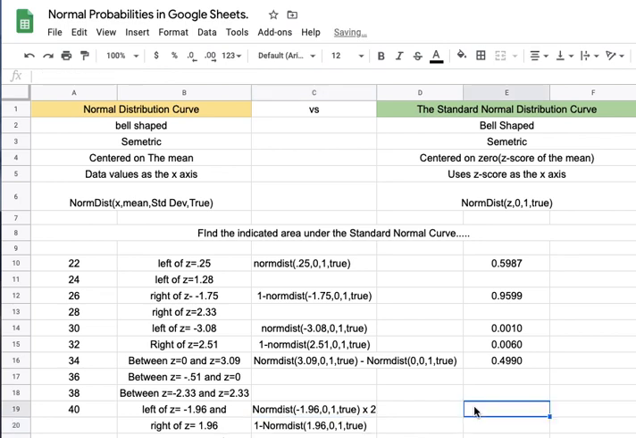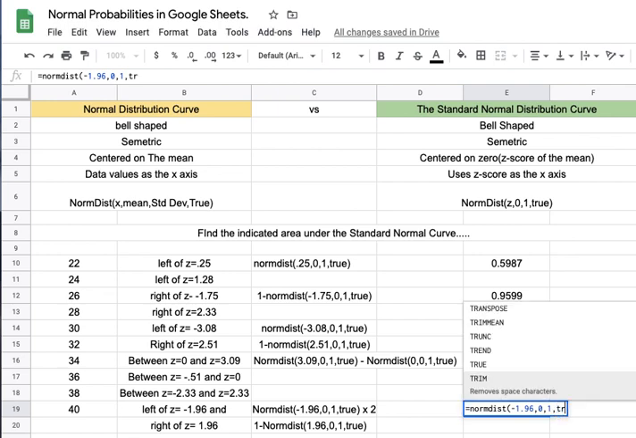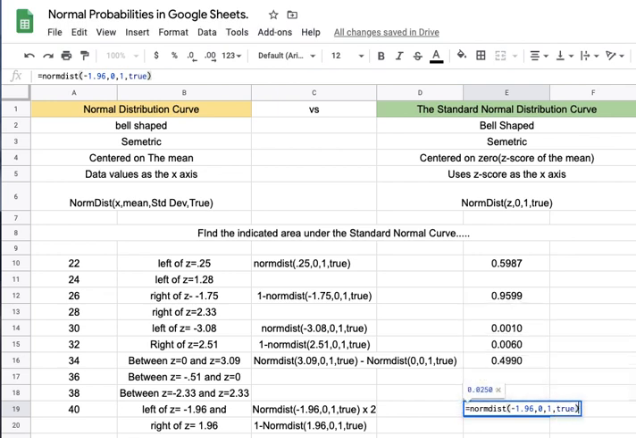So what we really can do here is we can just do equals normal distribution. We're going to do the negative 1.96, 0, comma 1, comma true. I'm going to close that, and I'm just going to multiply that times 2. I'm just going to double that value. And we got an answer of 0.05, and that is the correct answer.